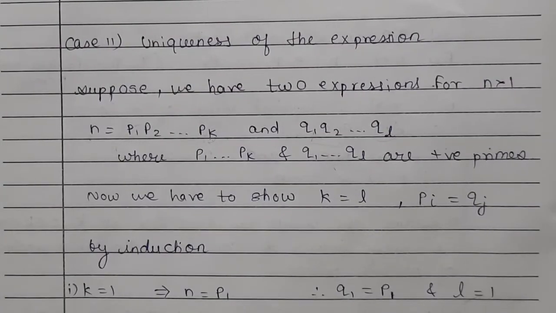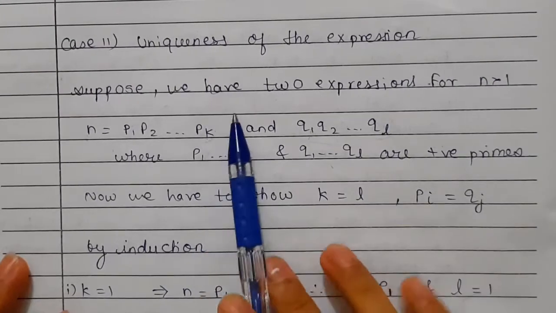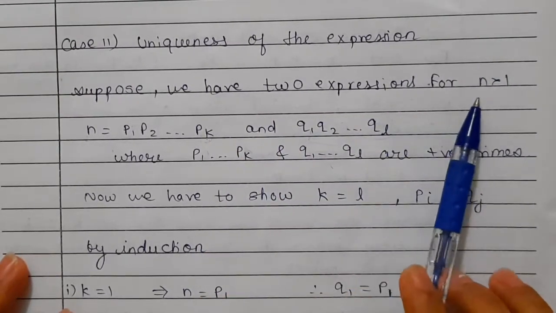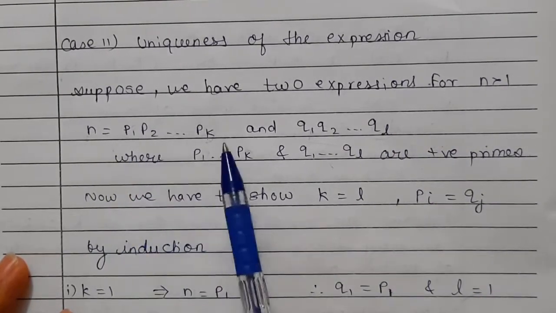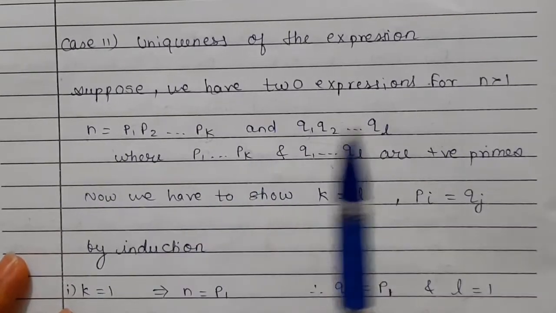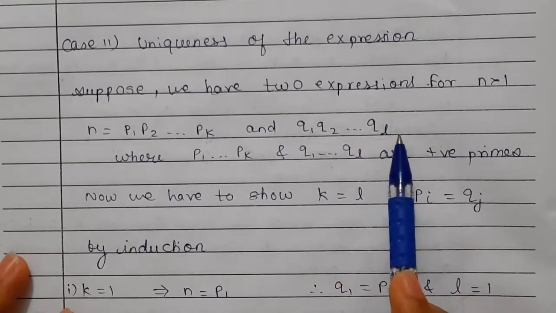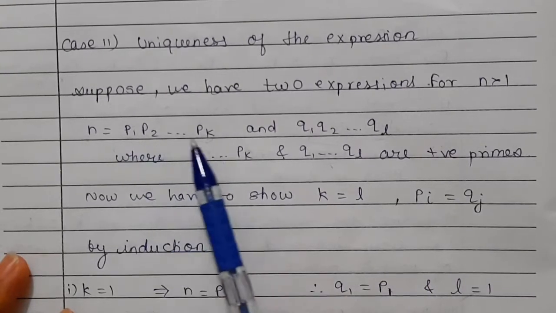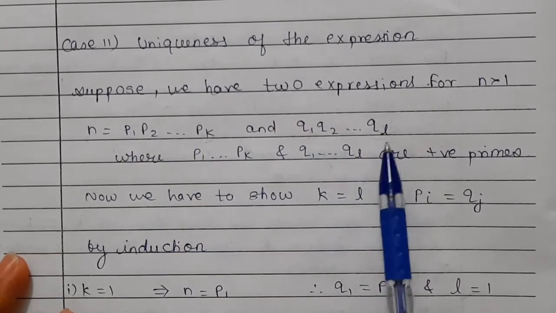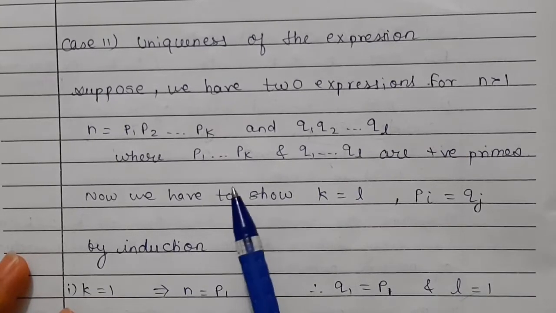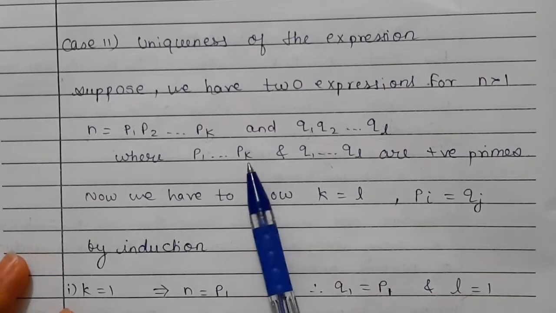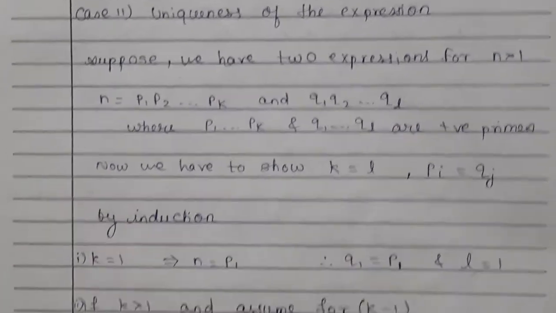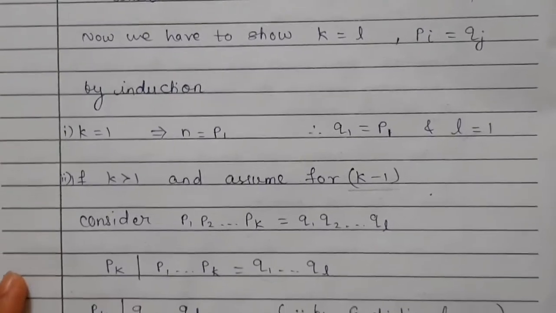In case 2, we will prove uniqueness of expression. Suppose we have two expressions for all n greater than 1: n is equal to p1 p2 ... pk and n is equal to q1 q2 ... ql, where these p1 ... pk and q1 ... ql are positive primes. What we have to show here is uniqueness, means we have to show k is equal to l. Now we will prove this by induction.